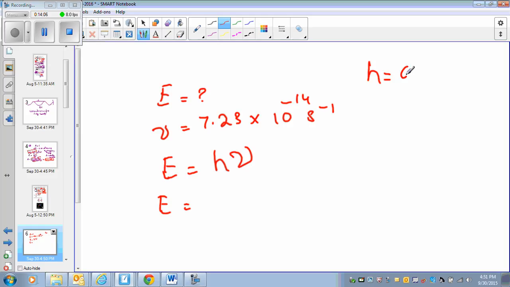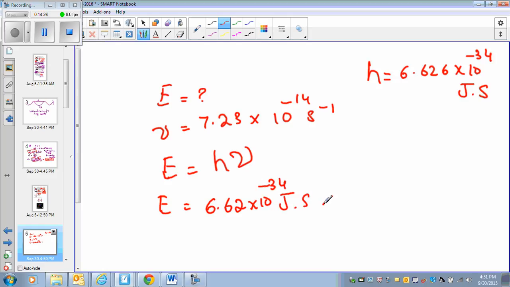It is 6.626 times 10 to the negative 34 joules times seconds. So this is the unit. I know the Planck's constant, 6.626 times 10 to the negative 34 joules times seconds, and I multiply it by the frequency that is given in the question, 7.23 times 10 to the 14 per second. Per second is like 1 over second, so these seconds get cancelled.